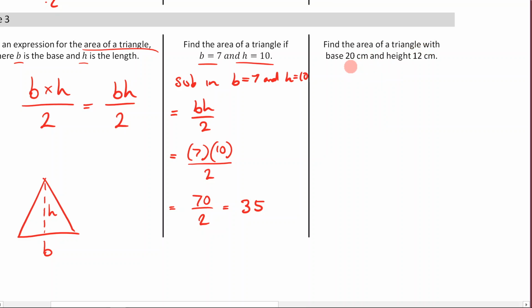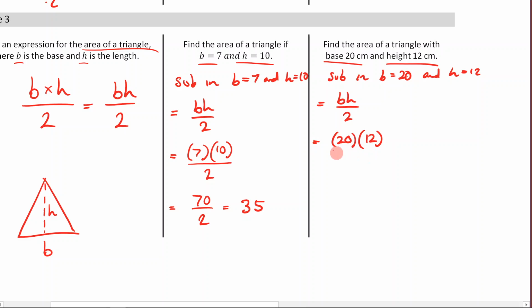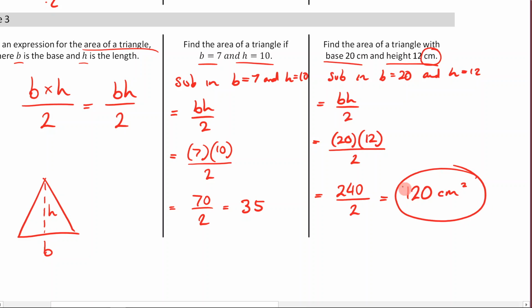Find the area of the triangle when the base is equal to 20 and the height is equal to 12. So once again, we're going to sub in base, this time is going to be 20, and the height is going to be 12. So I'm going to write down what my expression is first. Then I'm going to sub in 20 into the b spot. I'm going to sub in 12 into the h spot. Now 20 times 12 is going to be 240 over 2, and 240 over 2 is 120, and we're also given units for this one, so make sure you put centimeters squared as your answer because it's area, so we have to square it. There we go. So there is our answer for that one. Perfect.